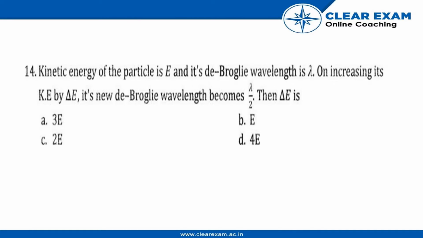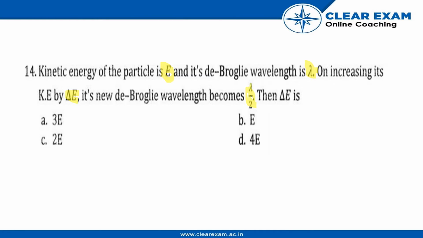So in this question, the kinetic energy of a particle is E, and its de Broglie wavelength is lambda. On increasing its kinetic energy by delta E, its new de Broglie wavelength becomes lambda by 2.